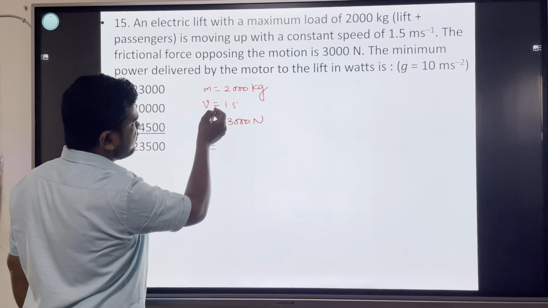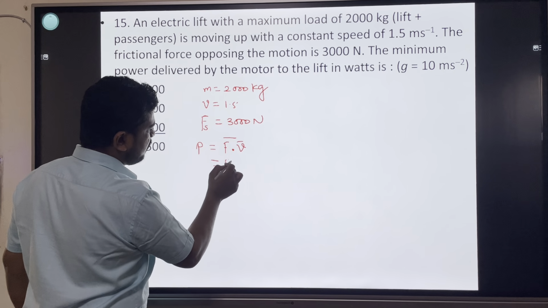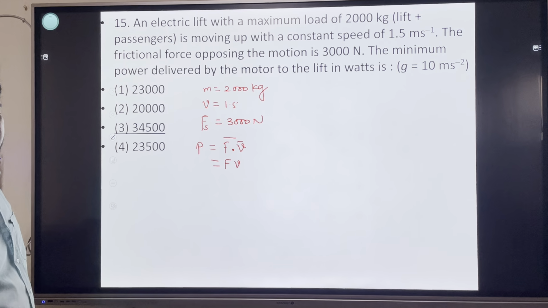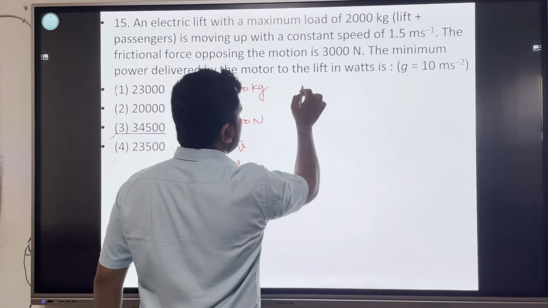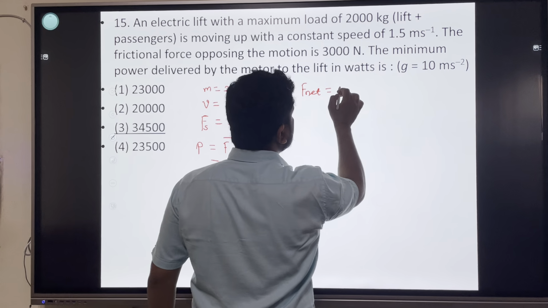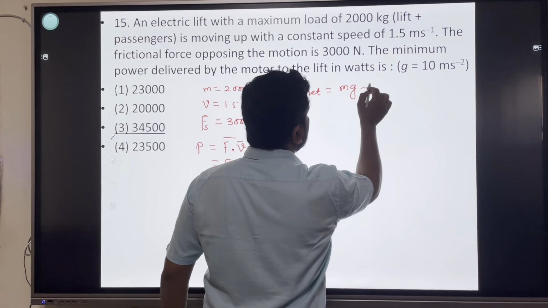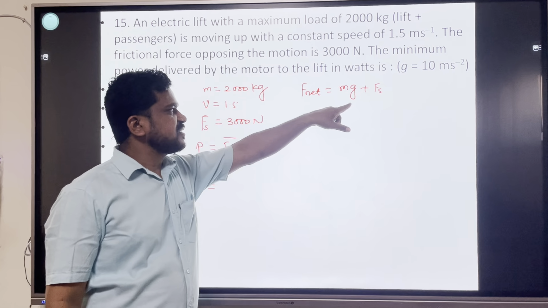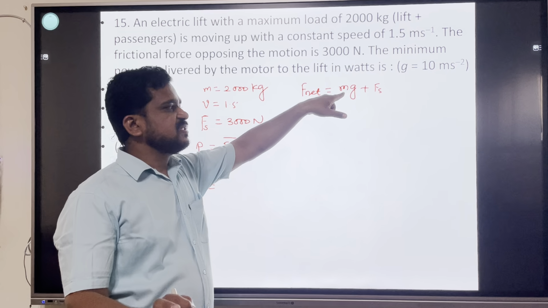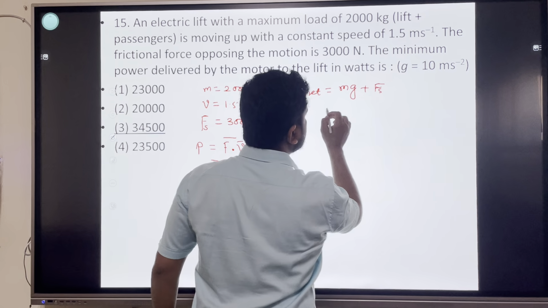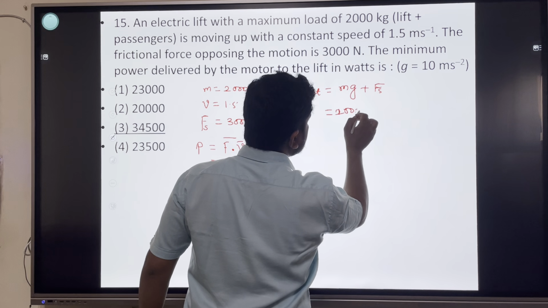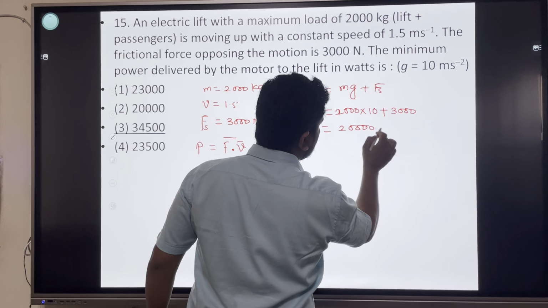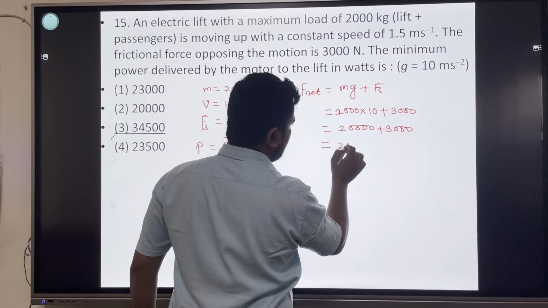The power formula: P is equal to F dot V, so P is equal to FV. It is the product of force and velocity. Here we need the total force. Net force is equal to mass into acceleration: force of lift plus force of friction. The net force on the lift is mass of lift and passenger into acceleration due to gravity plus force of friction. mg is 2000 into g, 10, plus friction 3000. That is 20,000 plus 3000. Net force is 23,000.